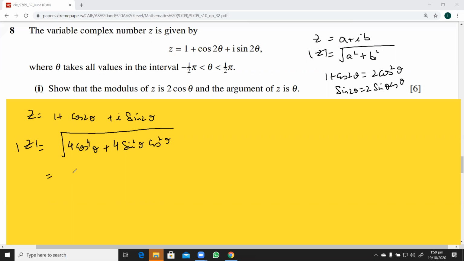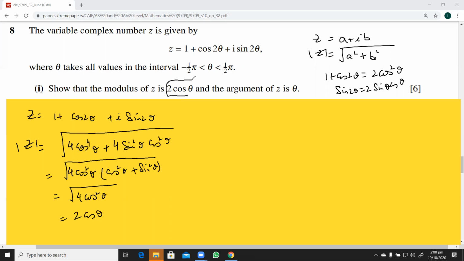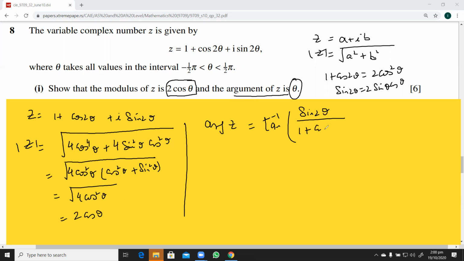Can I take 4 cos square theta common inside the square root? So you have cos square theta plus sine square theta, which is 1. So under root, 4 cos square theta is going to be 2 cos theta. So you have proved that the modulus of z is 2 cos theta, okay? Then it says prove that the argument of z is just theta. So the argument of z is going to be tan inverse of b, which is sine 2 theta, over a, which is 1 plus cos 2 theta.